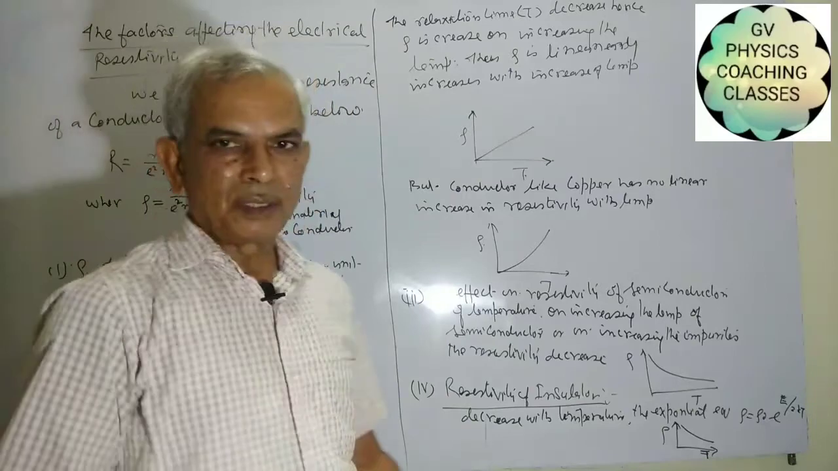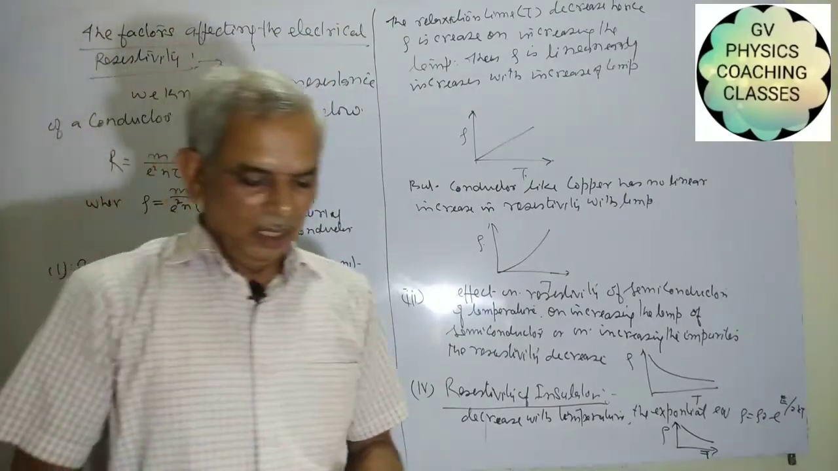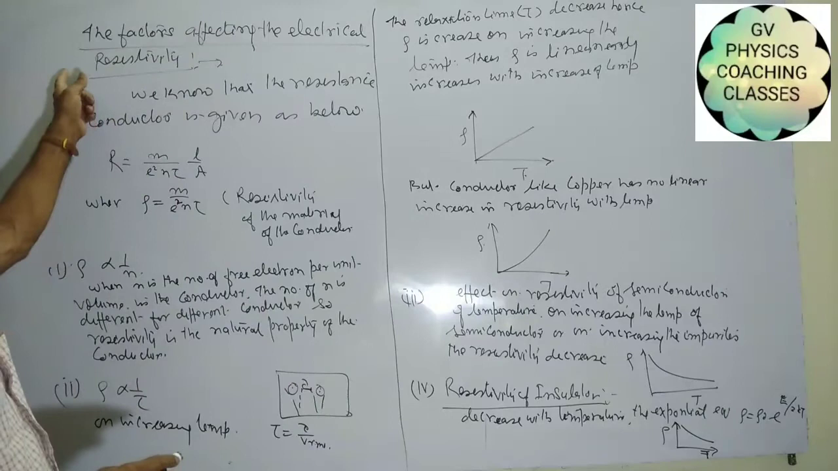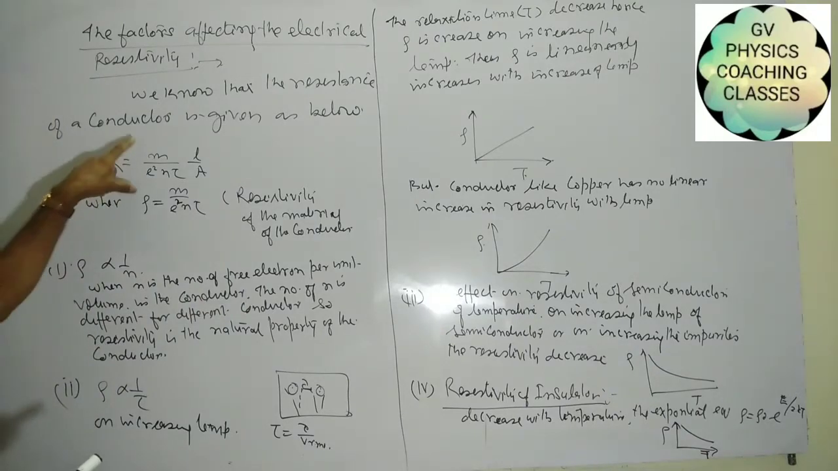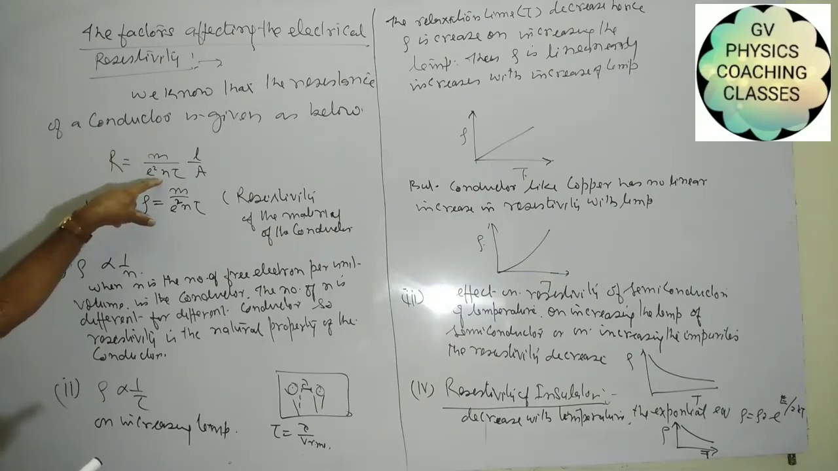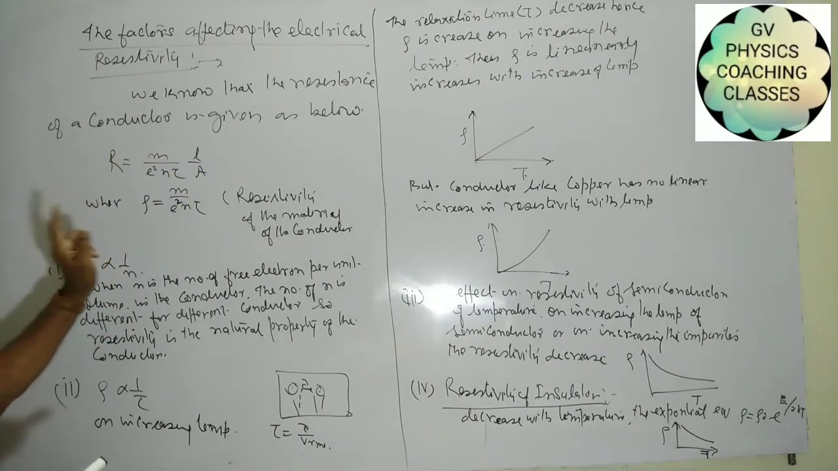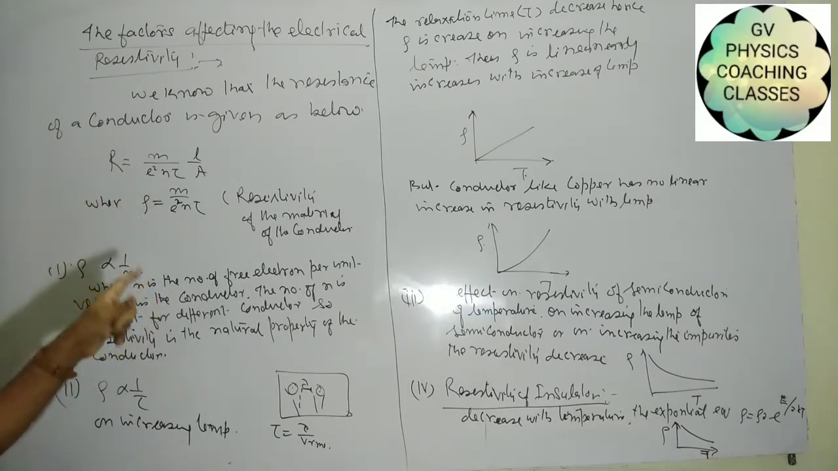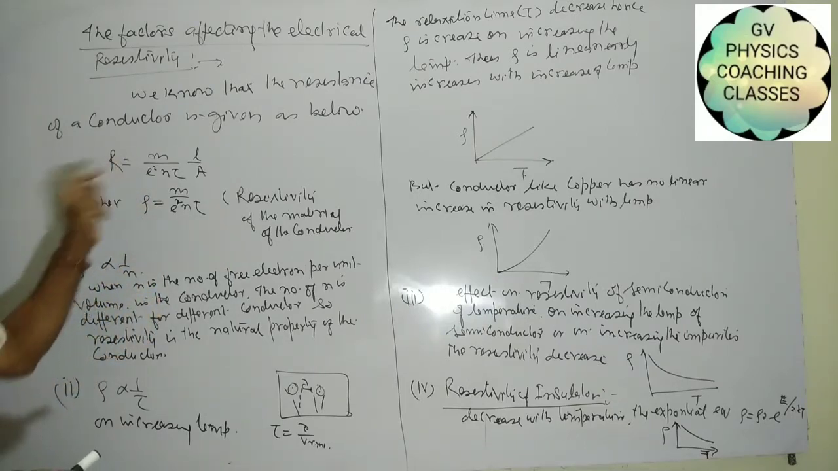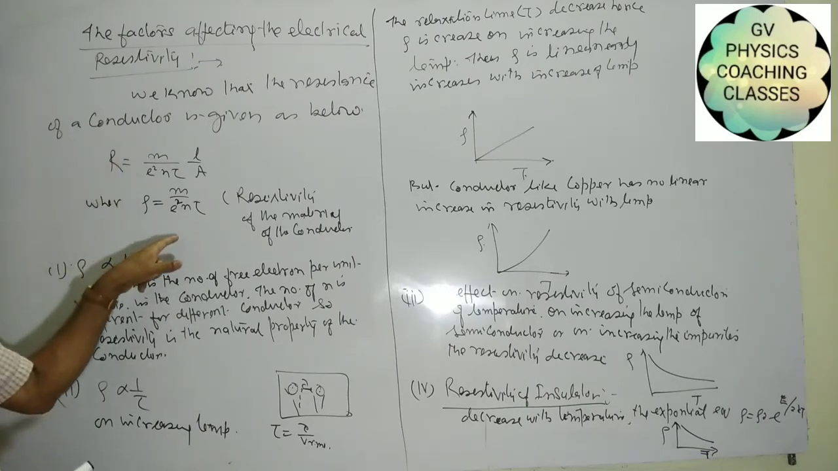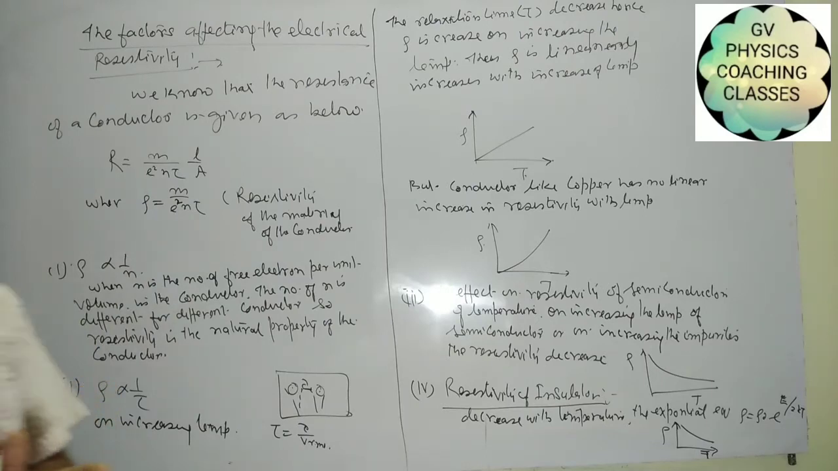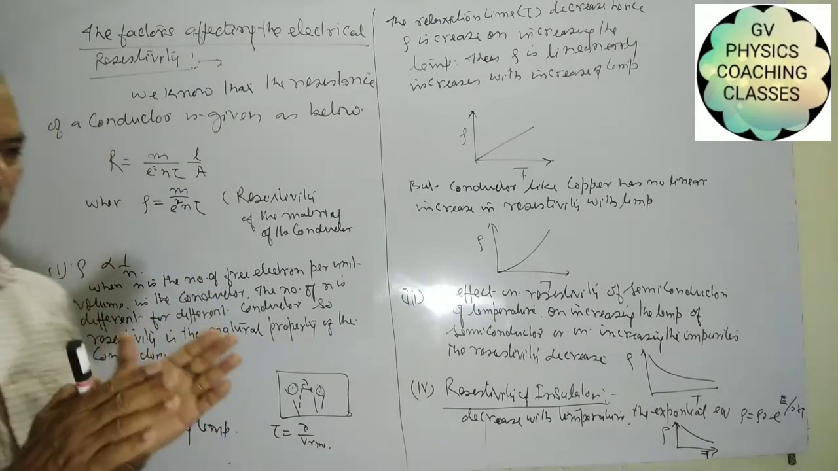This is all about the factors affecting the electrical resistivity. Again, we know that the equation of the resistance is R equal to m upon e square n tau, L upon A, where rho is the resistivity of the material of the conductor, m is the mass of the electron, e is the charge on the electron, n is the number per unit volume, and tau is the relaxation time between two successive collisions.